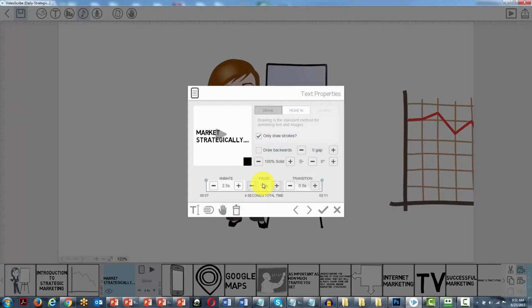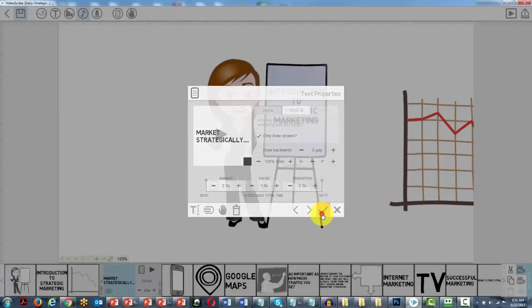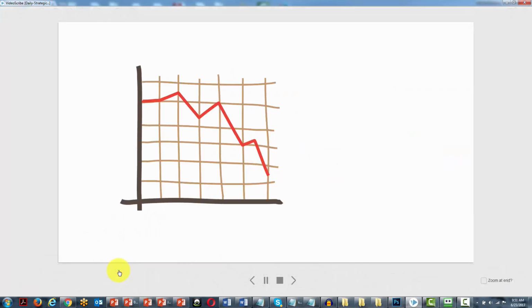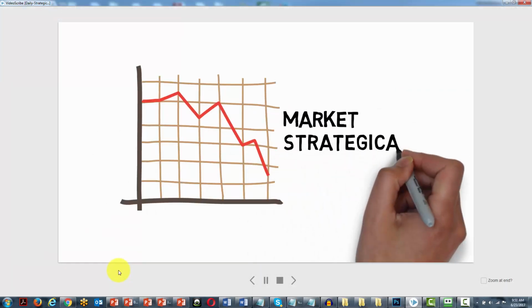And so you are actually doing each scene as one piece, but you control the pause so that it gives you additional time for the words to appear on the screen. So for example, let's take a look at market strategically after the chart. During difficult economic times, they must market strategically.